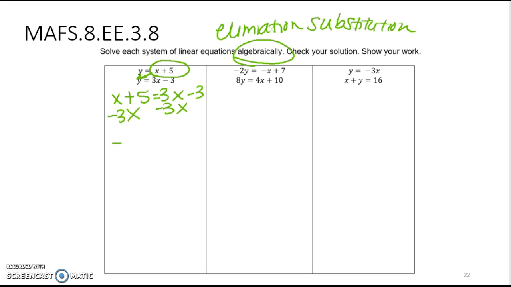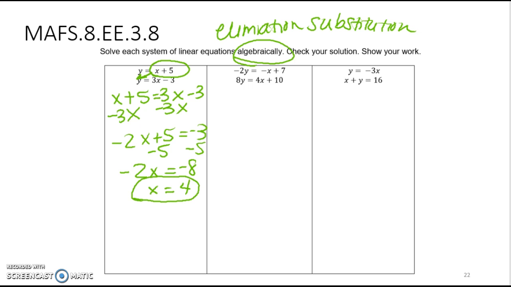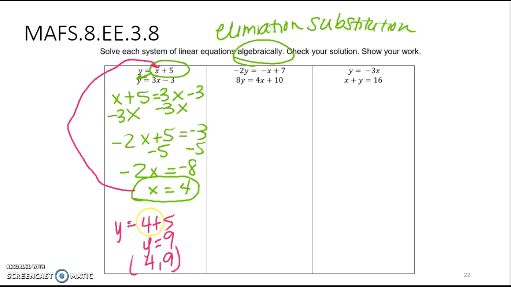x minus 3x is negative 2x plus 5 equals negative 3. Subtract that 5 from both sides. So x is equal to 4. Remember, when we solve systems, we need an x and a y. I am going to take that x value, plug it back in, so y is equal to 4 plus 5, so y equals 9, making my solution 4, 9.